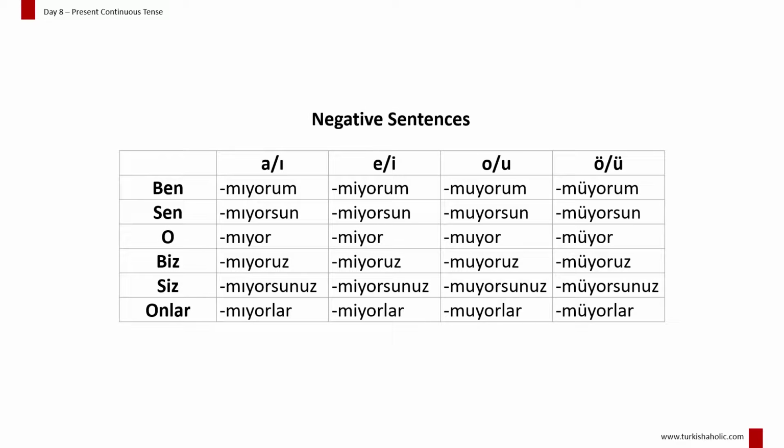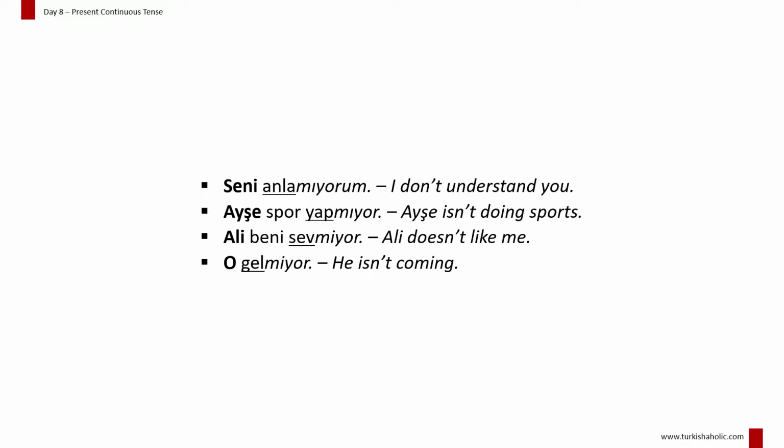If you want to make a negative present continuous sentence, you need to insert the mi, mı, mu, mü suffixes after the root of the verb right before the present continuous marker yor. Here are some sentence examples. Seni anlamıyorum. Ayşe spor yapmıyor. Ali beni sevmiyor. O gelmiyor.